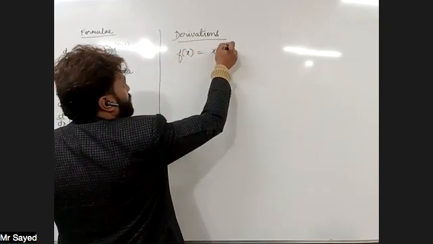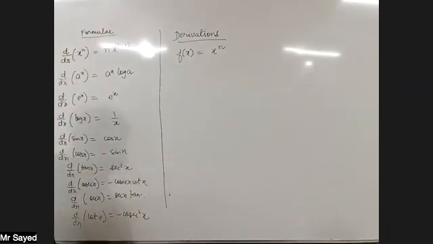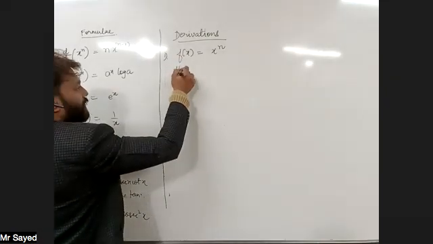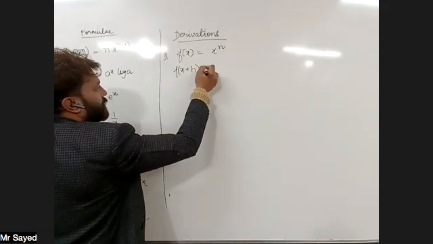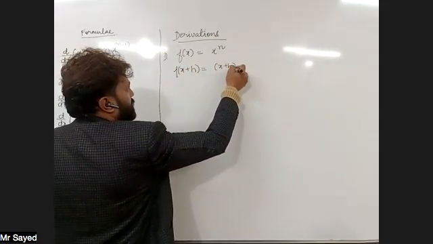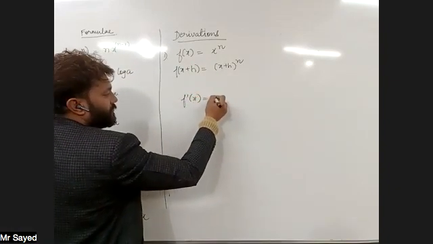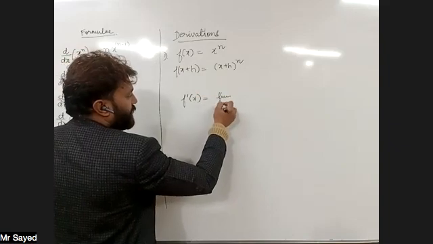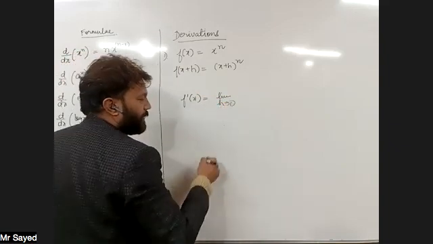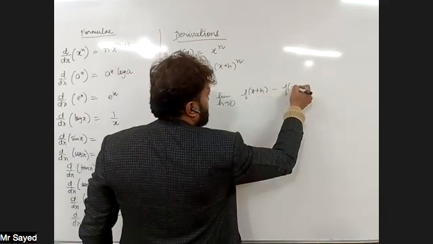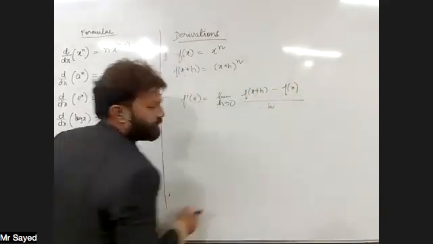f(x) is equal to x to the power n. First one, look carefully. What will be f(x+h)? (x+h) to the power n. What's the formula for f'(x)? Before that, limit h tends to 0, [f(x+h) - f(x)] whole upon h.